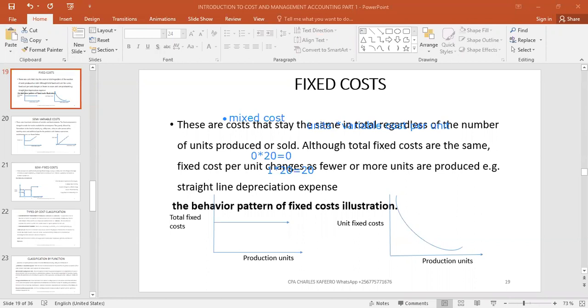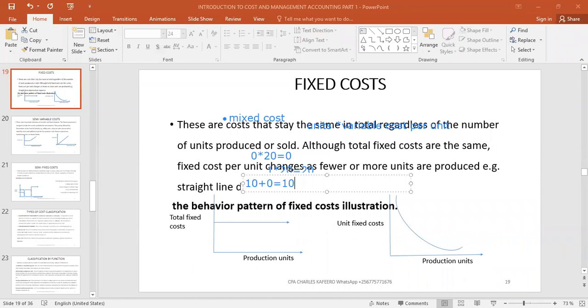Then, because we say the fixed costs, we incur them even if we are not producing. So to get the total cost, it will be the fixed cost, which is 10 shillings, plus our variable costs, which is 0. And that gives us 10 shillings. So even when we are not producing, the total cost is there, because we had already incurred the fixed costs.